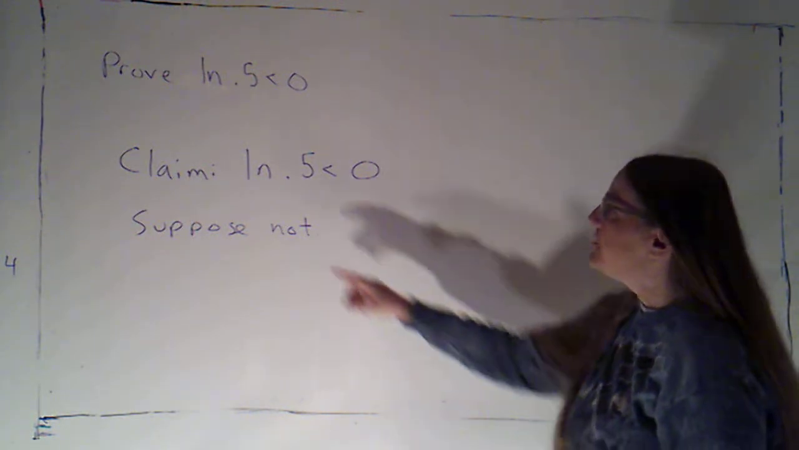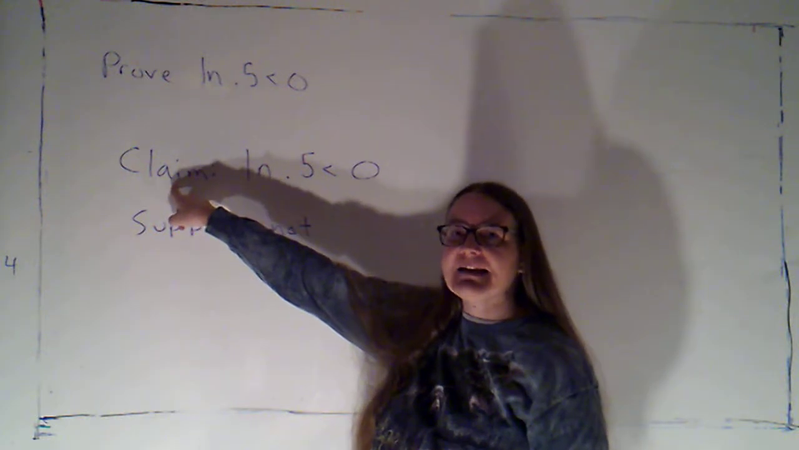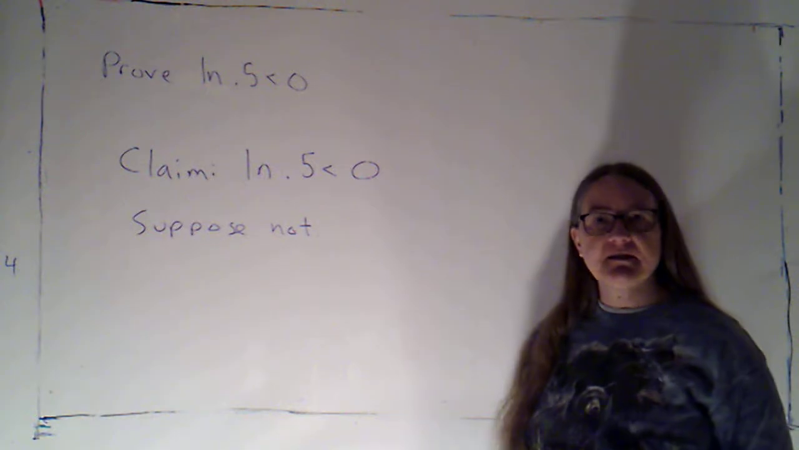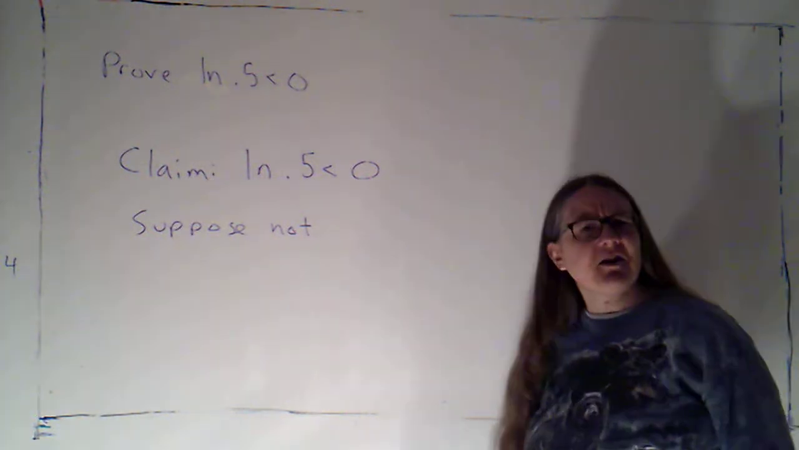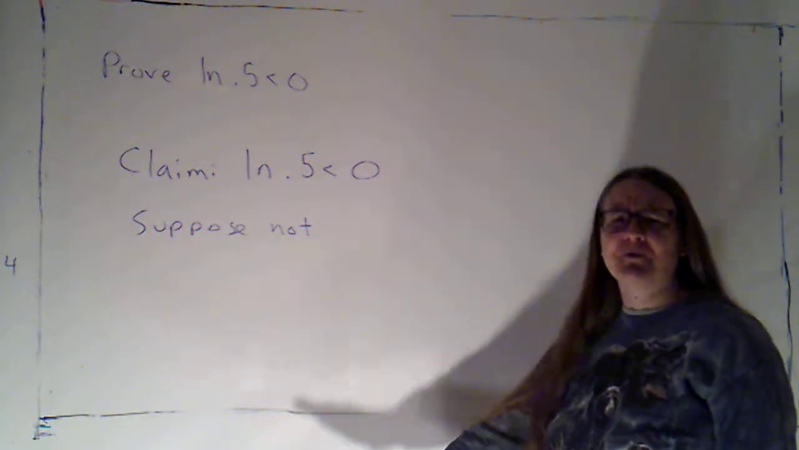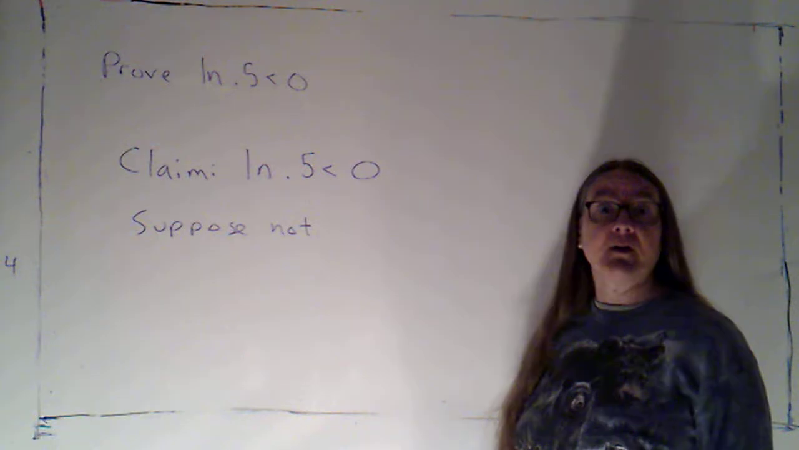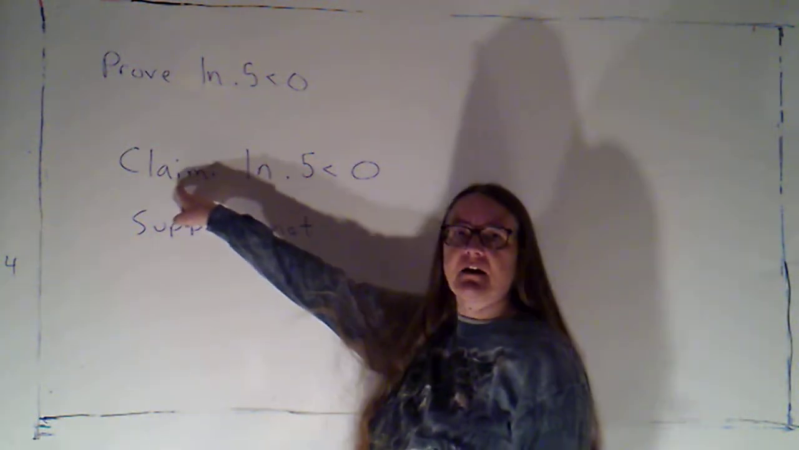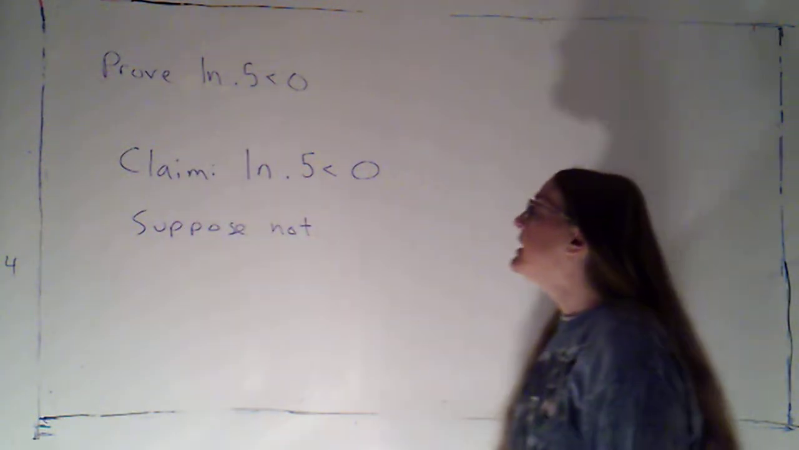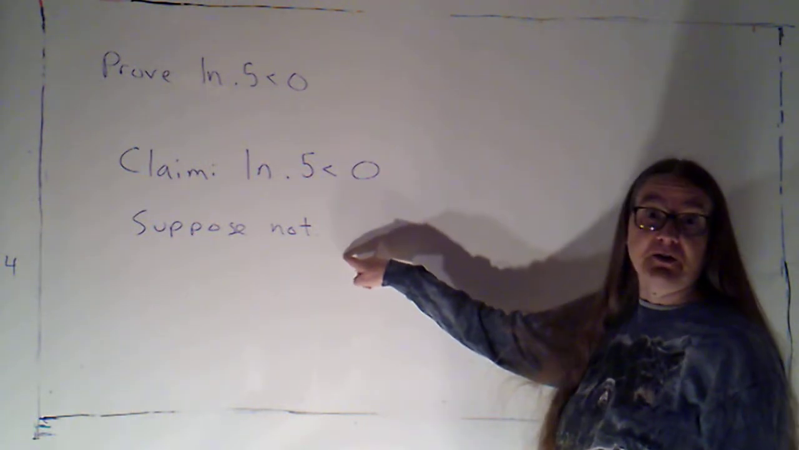Couple of things here. Super important: your first line is going to be your claim. It must be identified as a claim. If you just write natural log of 0.5 is less than 0, you're assuming what you're trying to prove. That's like the number one rule not to violate in proofwriting. Don't assume what you're trying to prove. So it's okay to state, this is the thing I'm going to try to prove, but it must be identified as your claim.